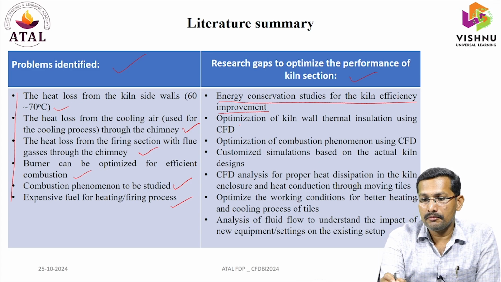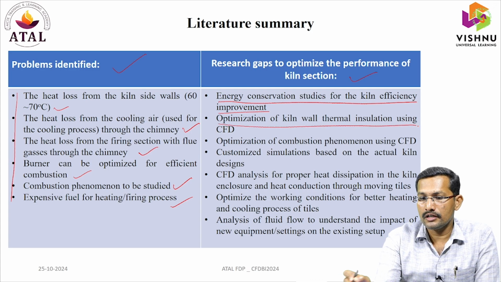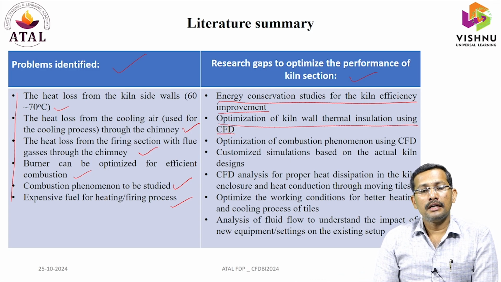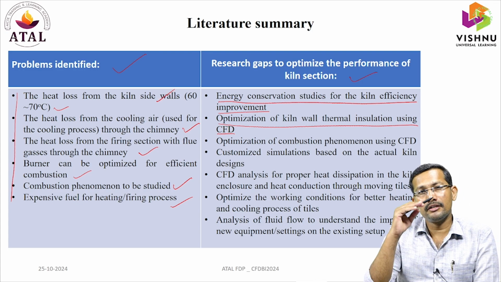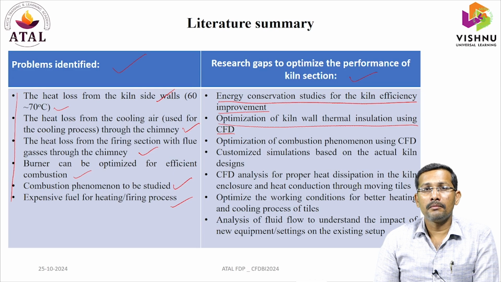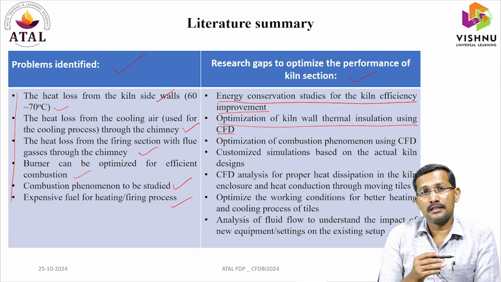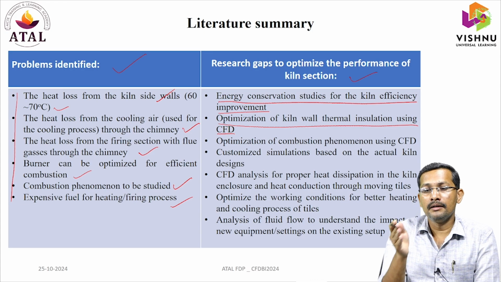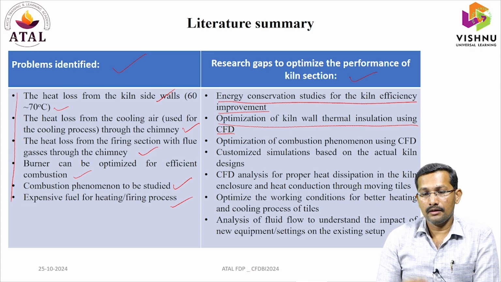Next, optimization of the kiln wall thermal insulation using CFD. Earlier, the kiln wall temperature was maintained at 60 to 70 degrees centigrade. That can be reduced using computational fluid dynamics studies, so that we can suggest how best to provide wall insulation to further decrease that temperature. Then, optimization of combustion phenomena using CFD. Using computational fluid dynamics, the inside combustion also can be further investigated. That is what we have done in this class.